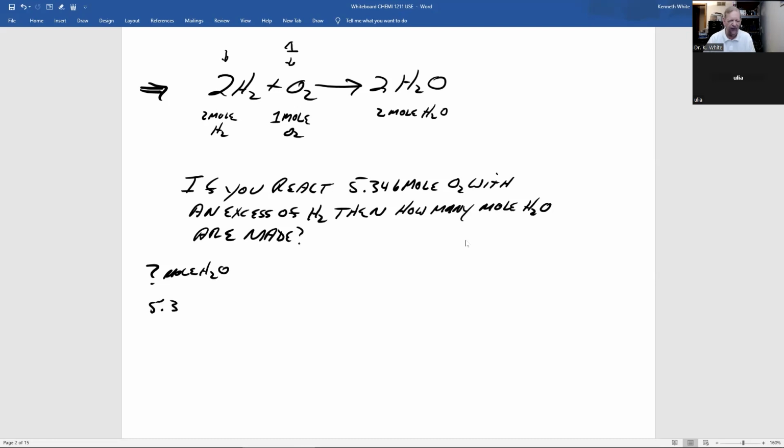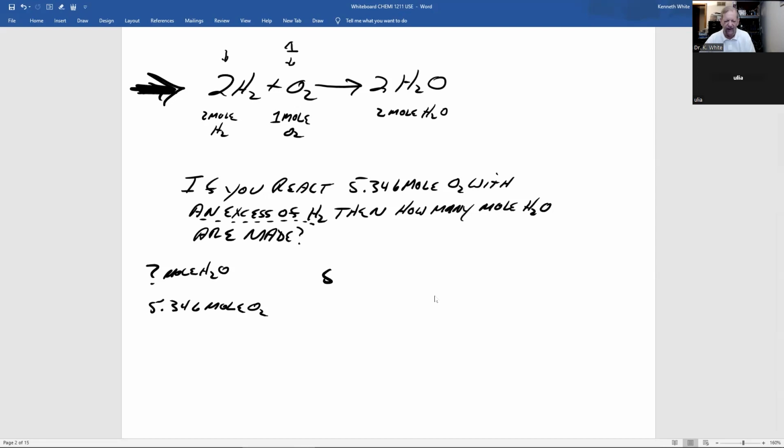What are you given? You have 5.346 moles of oxygen. You're also given an excess of hydrogen. Whenever you see an excess of something, that means you can ignore it because you have all the chemical you need to react with anything that chemical could react with, in this case, oxygen. And you're also given this balanced chemical equation. So how do we proceed?